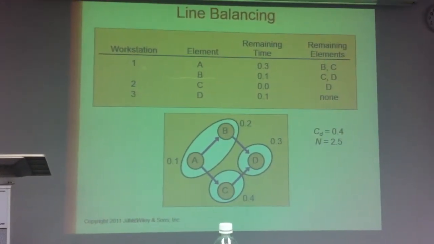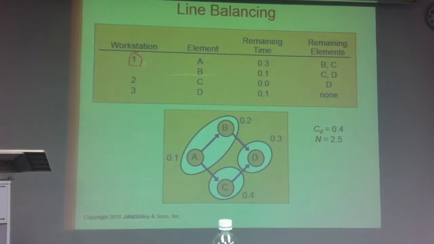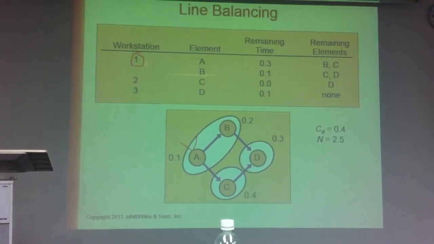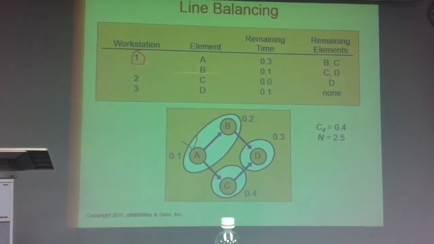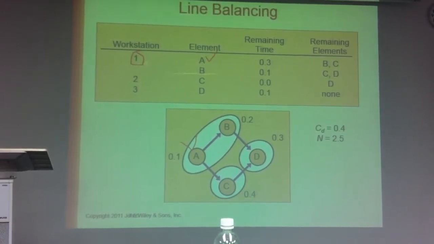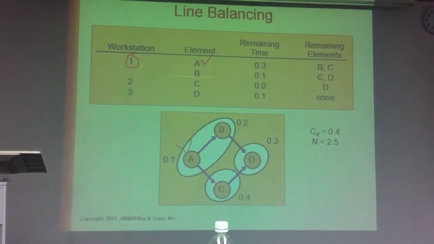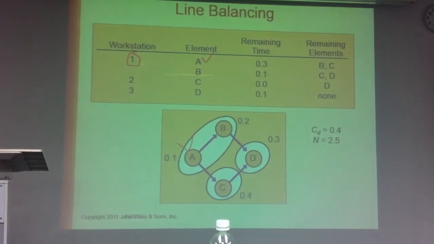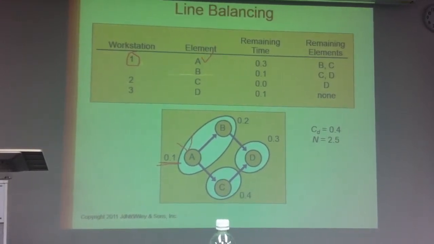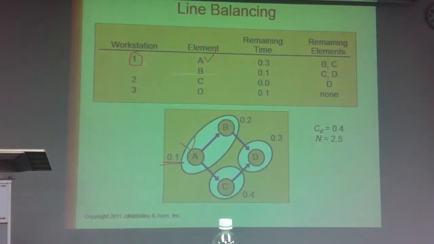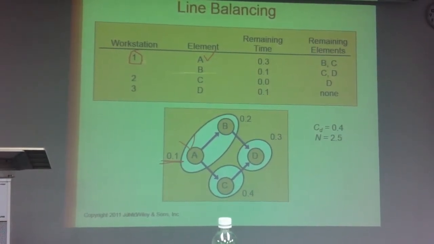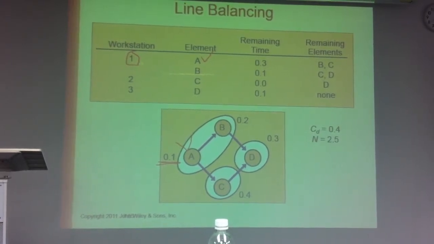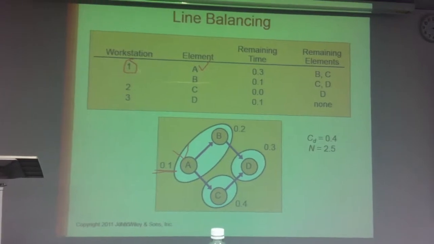Workstation 1, you always start from the left. From the diagram, from the left. So I put A here. Right? Now, A requires how many minutes? Look at the diagram which you drew just now. It's 0.1. How do you get 0.3 here? The cycle time, 0.4 minus 0.1, means you have 0.3 left. Can you understand this? Yes.